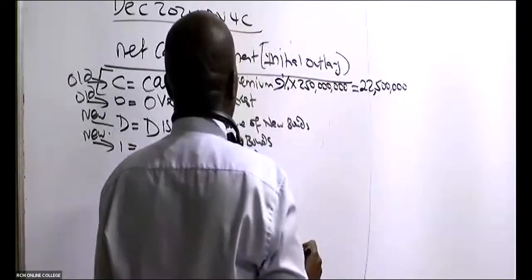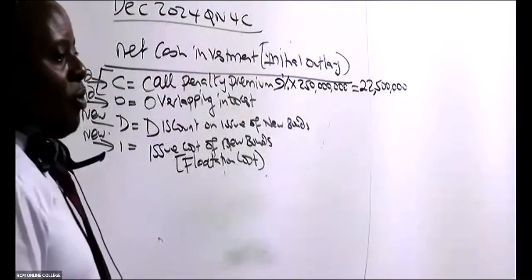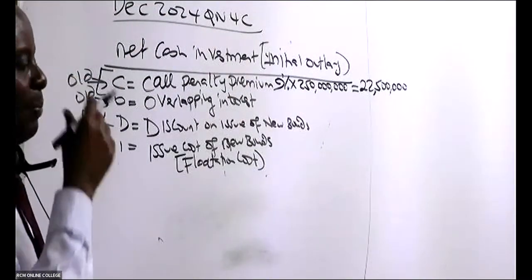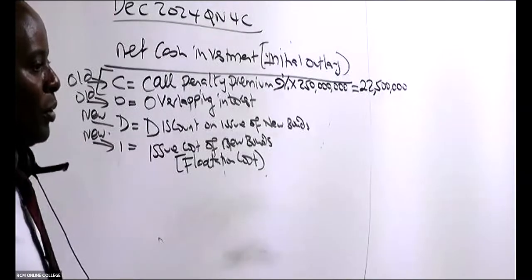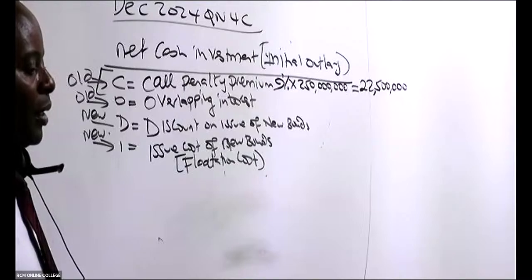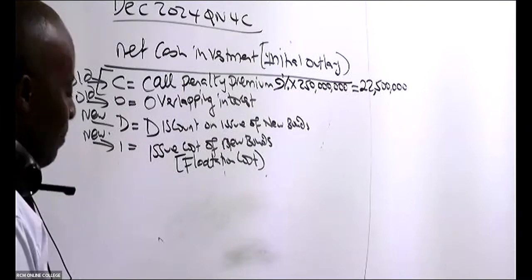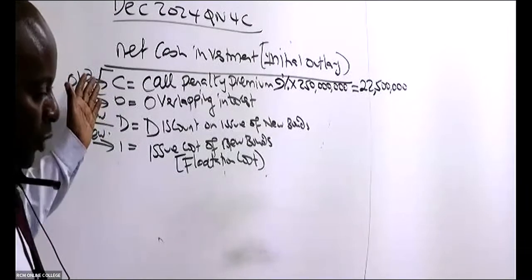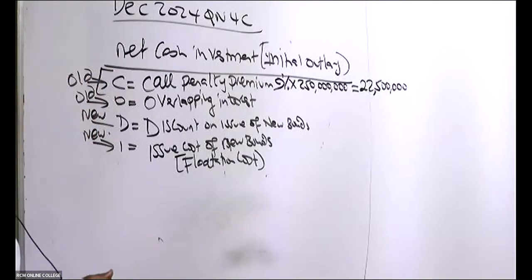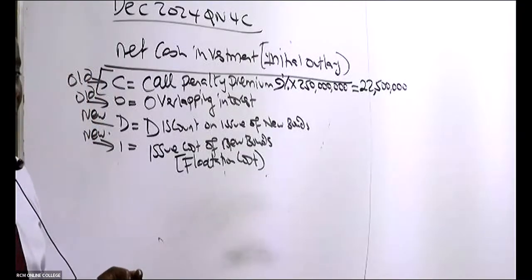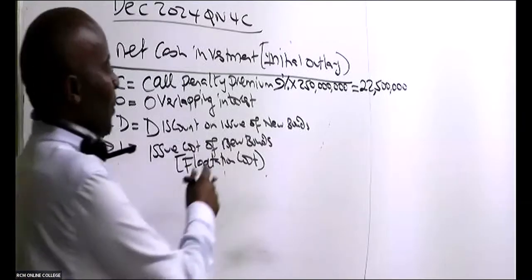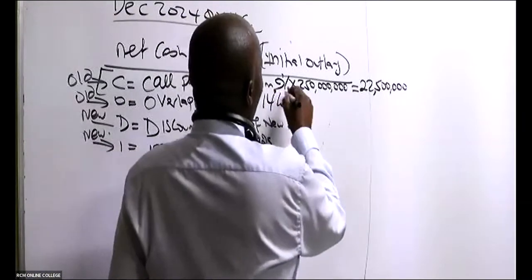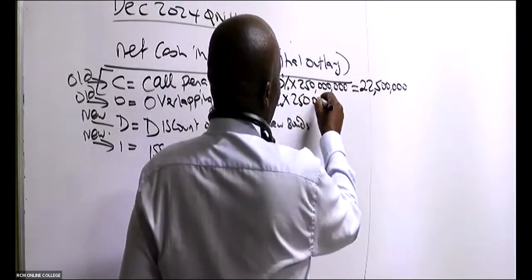Then we go to the overlapping interest. Overlapping interest. Is there somebody who is able to see the interest of the old bond? Because remember, the two are normally for the old bonds. So the rate of interest for the old bond is 14%. So I will take 14% over 250 million, isn't it?